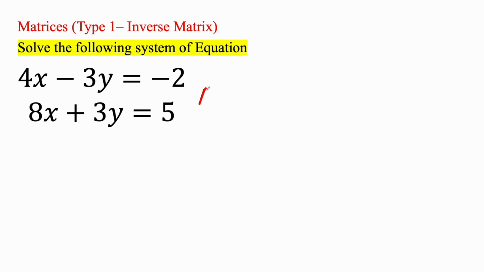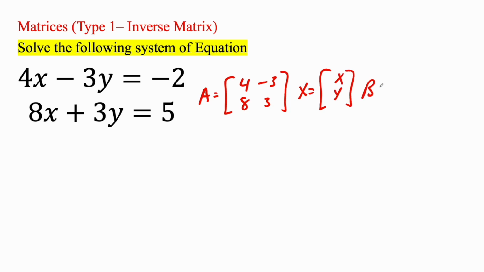So we need to establish a matrix focusing on the coefficients of this piece. So we'll say 4, -3, 8, and 3. Then we'll do another matrix focusing on the variable. We have x and y. And then we need another matrix focusing on the answer column. So -2 and 5.